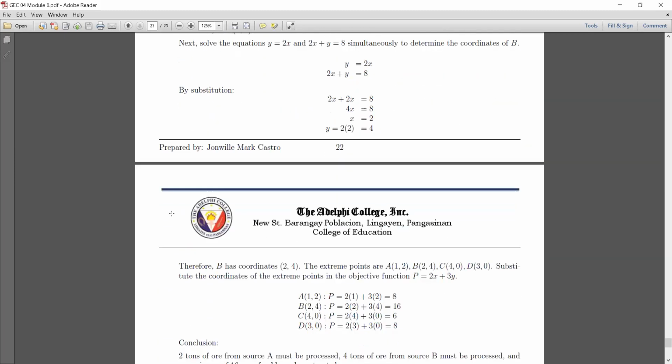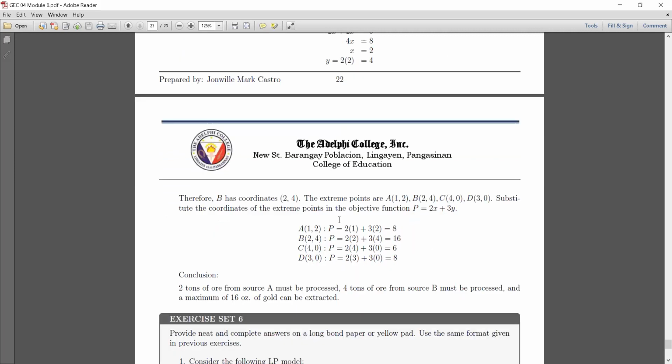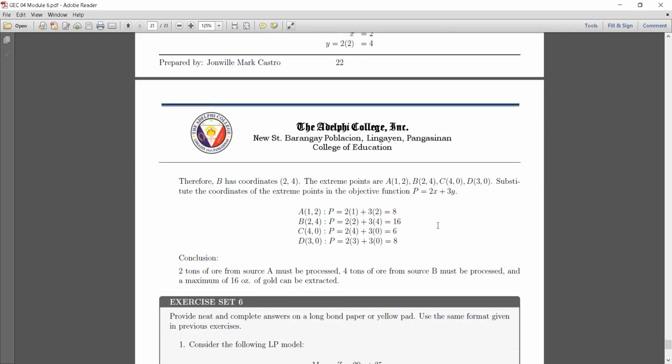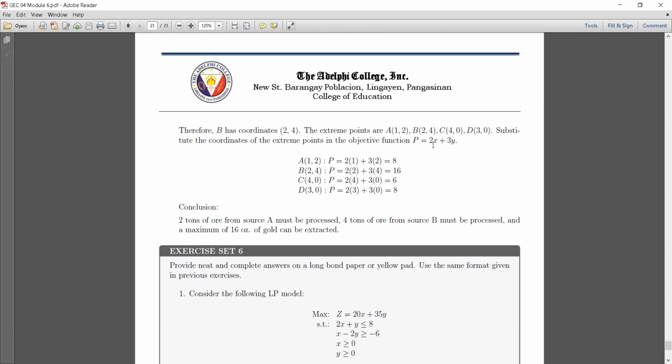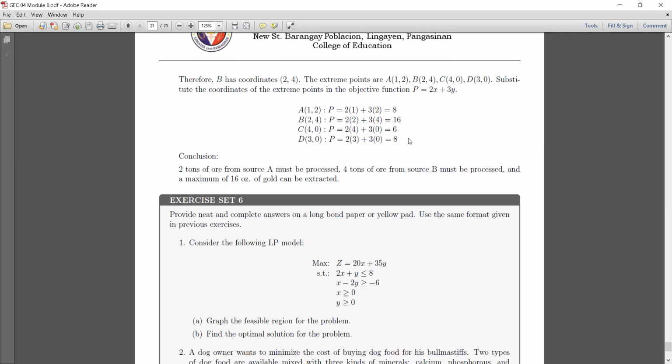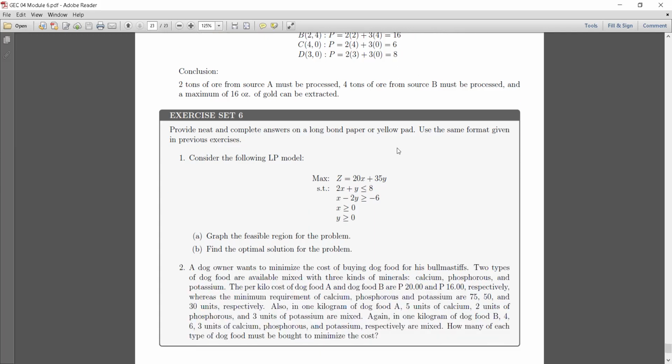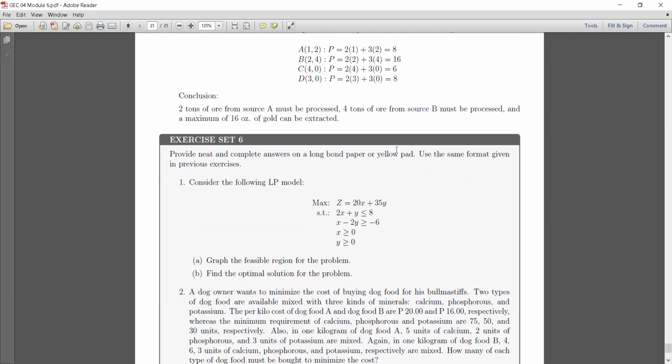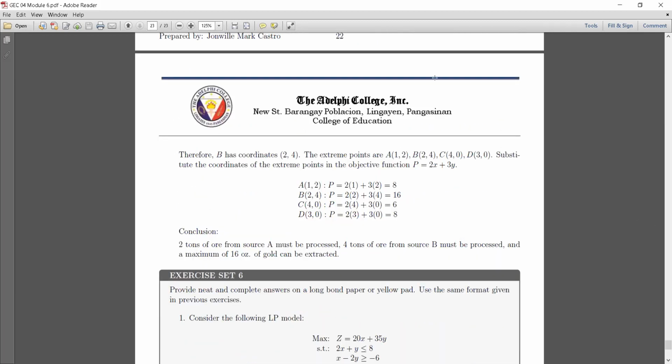Now, once you have identified all the extreme points, you just substitute them into the objective function to get the optimal solution. So, when the goal is to maximize, usually with profit, you take the largest. When it is minimize, you take the smallest. Okay. So that ends our discussion on linear programming.